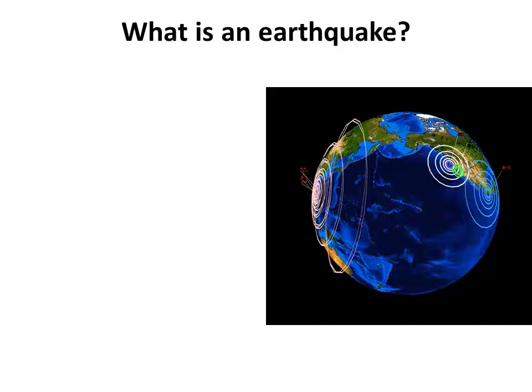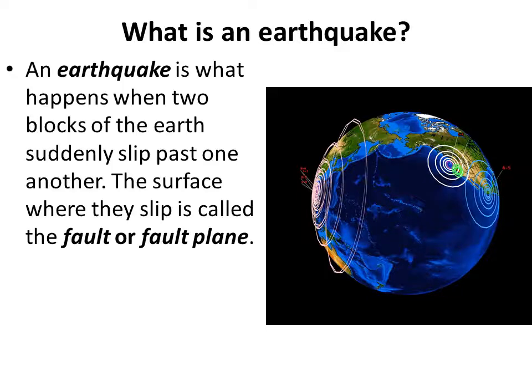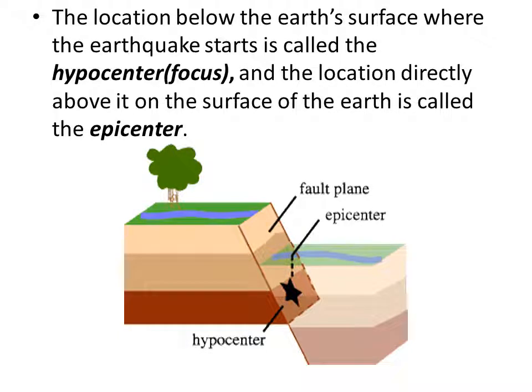An earthquake is what happens when two blocks of the earth suddenly slip past one another. The surface where they slip is called the fault or fault plane. The location below Earth's surface where the earthquake starts is called the hypocenter or focus, and the location directly above it on the surface of the Earth is called the epicenter.